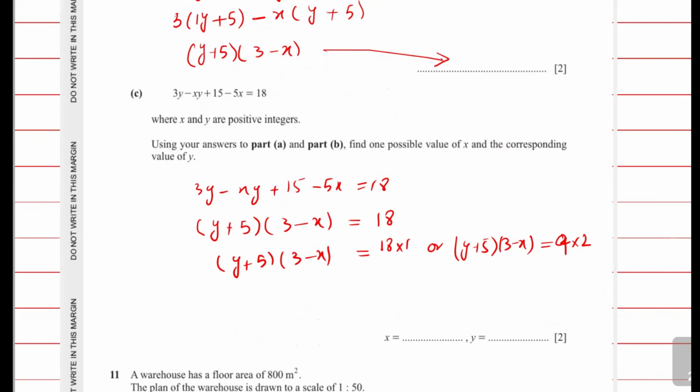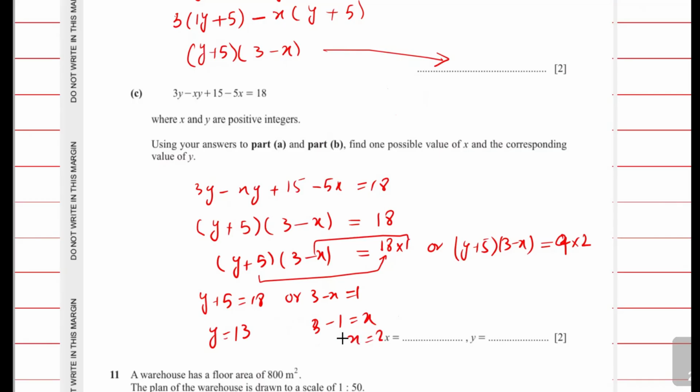And therefore, we can compare these values: y plus 5 equal to 18 or 3 minus x equal to 1. And this value y will be equal to 18 minus 5, which is 13. And we can write 3 minus 1 equal to x, and x equal to 2. This is the one possible value you can write. Other possible values you can get by comparing this. But we have to write only one possible value. We write x equal to 2, y equal to 13.